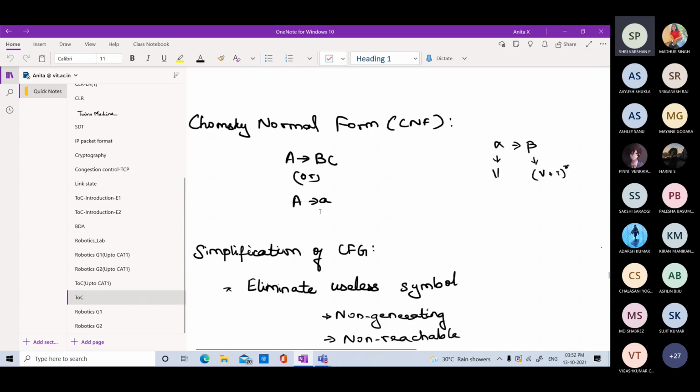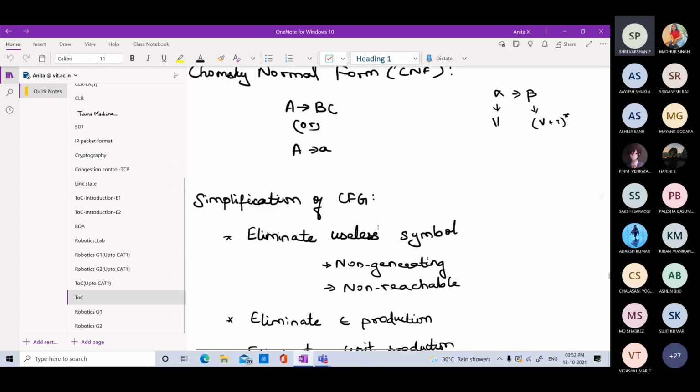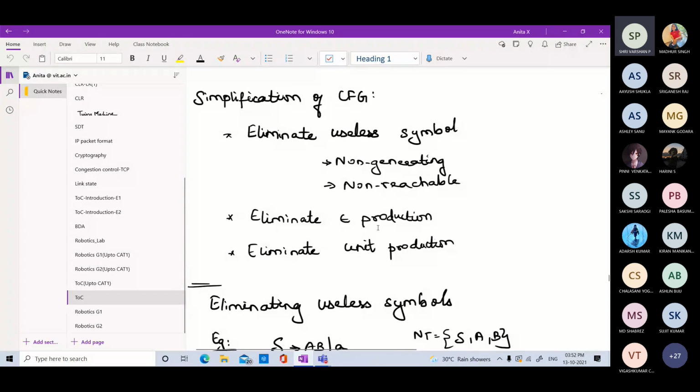In order to proceed with converting the grammar to Chomsky normal form, I have to first make the grammar a simplified one. How to deal with the simplification? Simplification involves three different steps. One is useless symbol elimination, null production elimination, and unit production elimination.